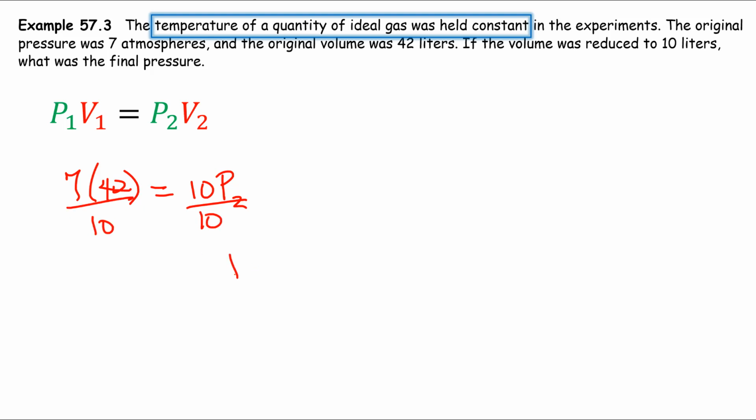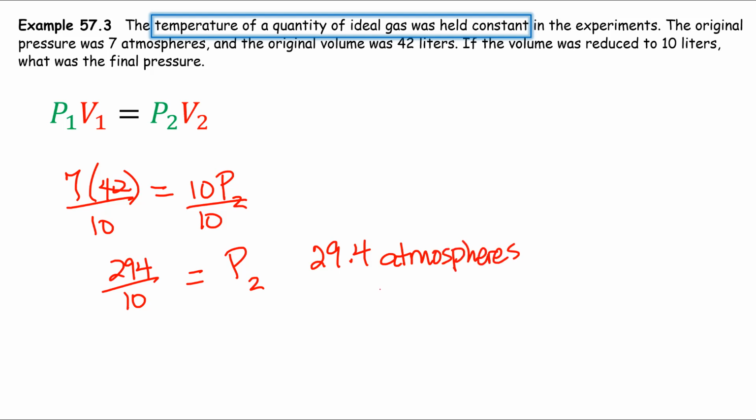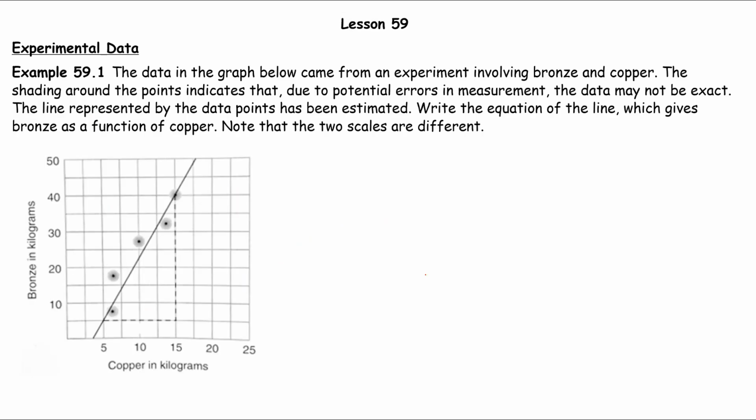and we're going to have P sub 2 is equal to 7 times 42, which is going to be 294 over 10, which is going to be 29.4 atmospheres. This time the pressure was measured in atmospheres. So definitely make sure that you are getting the right units on whatever they're asking for. Okay, so that was lesson 57.